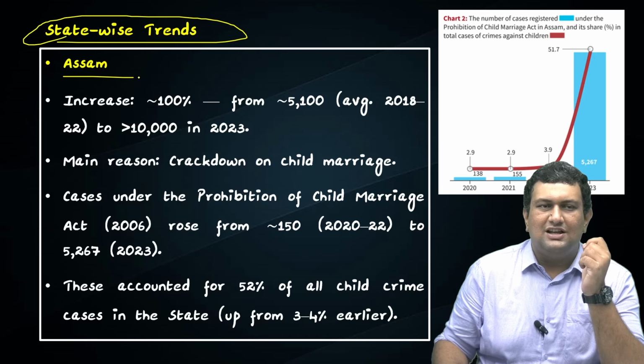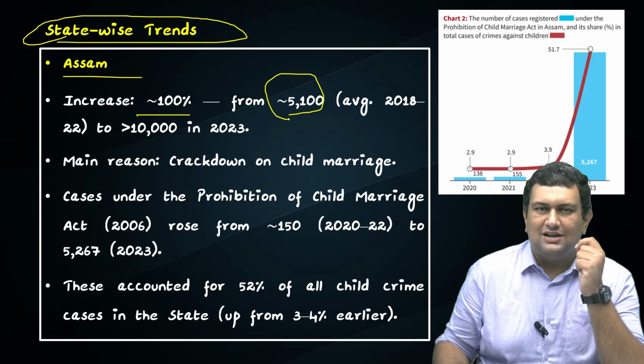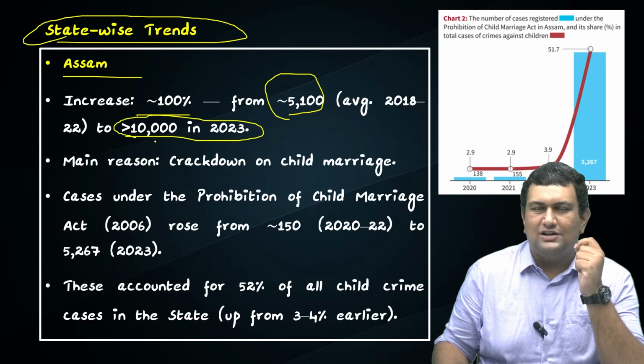So first one is regarding Assam. There has been an increase of 100%. The previous figure was about 5,100 cases. Now there are about 10,000 cases reported in 2023.